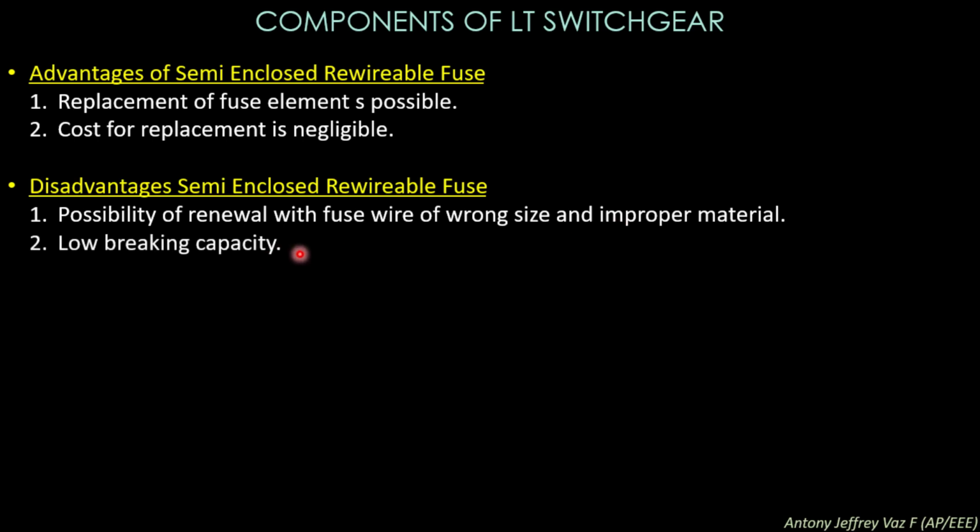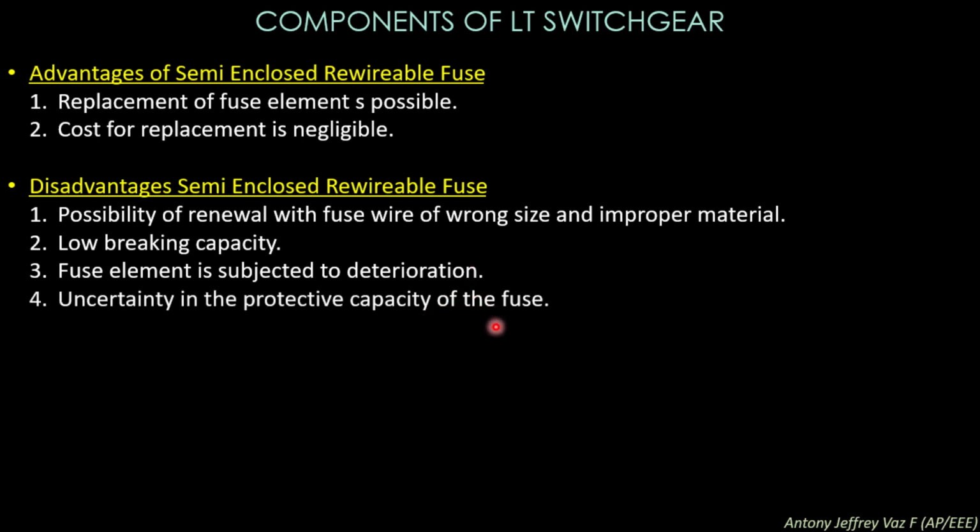And low breaking capacity. The breaking capacity of such fuses is only up to 5 amperes. The fuse element is subjected to deterioration because it is open to the environment. The deterioration of the fuse element will happen, and the uncertainty in protective capacity of the fuse is another disadvantage. The next disadvantage is that accurate calibration of the fuse is impossible, because each and every person will fit the fuse material as their own, so the calibration of the fusing element is impossible.